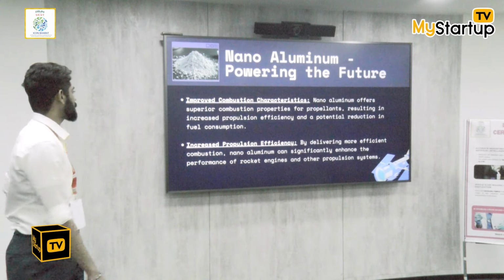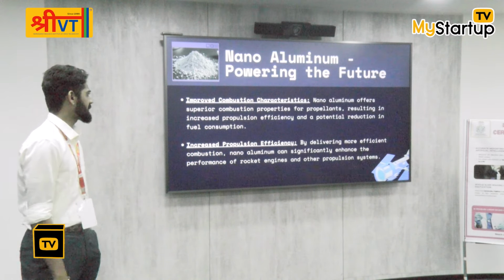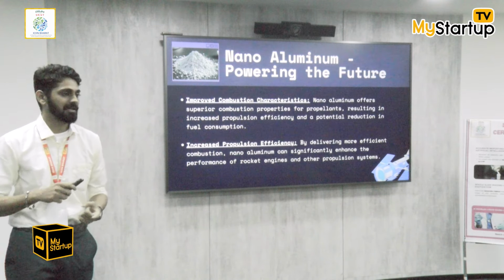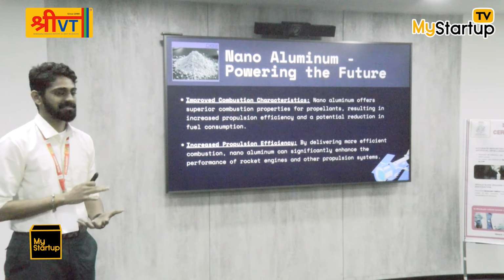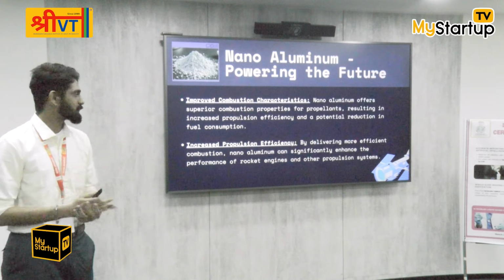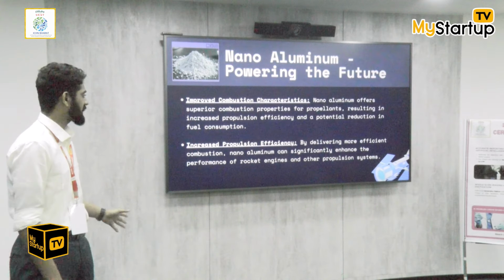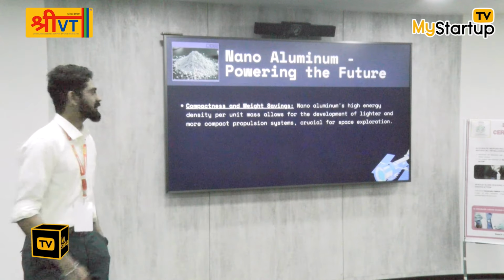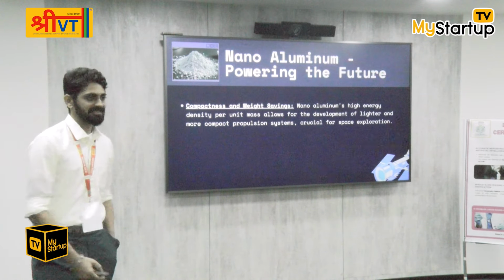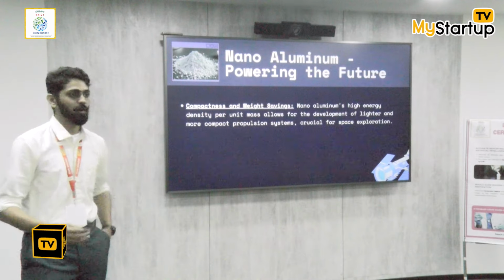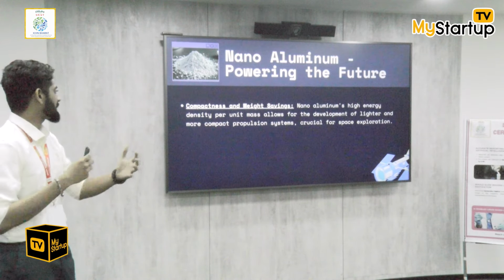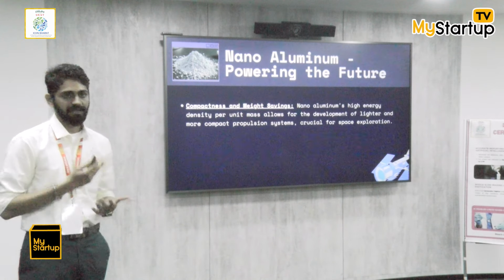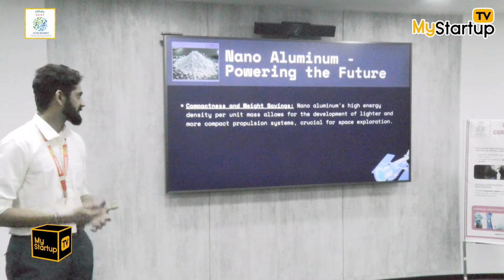It's a win-win-win. So with increased propulsion efficiency, we can not just provide efficient combustion, where all the combustion being done in the propulsion system is also more energy efficient and more targeted. So it can also be utilized in rocket engine systems. One thing is compactness and weight savings. Because of the high energy density per unit, nano aluminium gives you better combustion capacity for every gram that you utilize. These kinds of materials can be utilized for space exploration as well, where every gram matters.